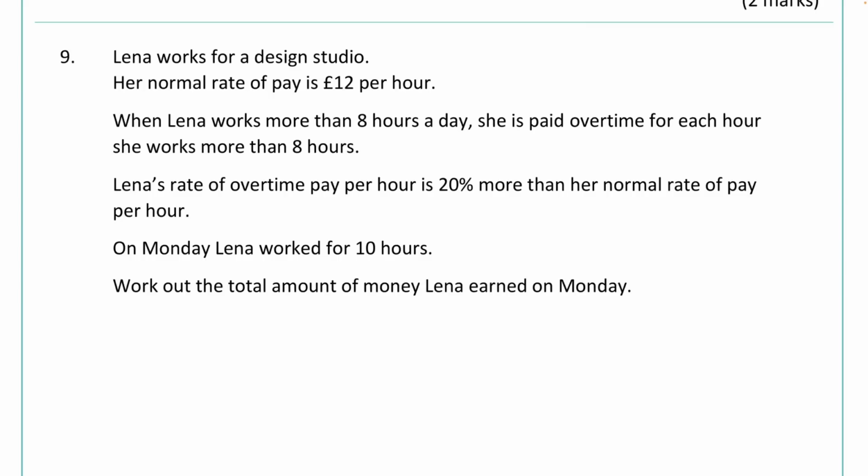So she gets £12 per hour, but only for the 8 hours a day. If she works overtime, she gets paid more, and here she's worked for 10 hours. So 10 hours, take away the 8, leaves us 2 hours of overtime, and she gets paid more for that. But we'll work out how much she gets paid for the 8 hours first. So we can do 8 times 12, and we can do this again on the calculator, which is £96.